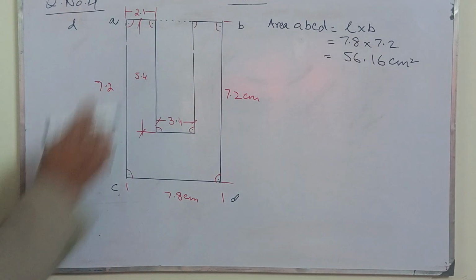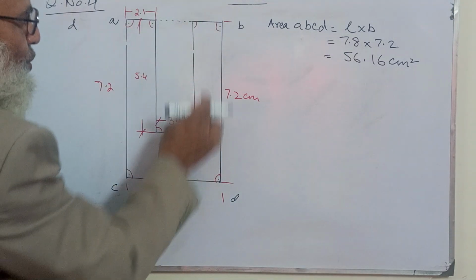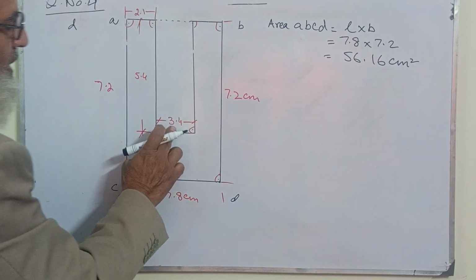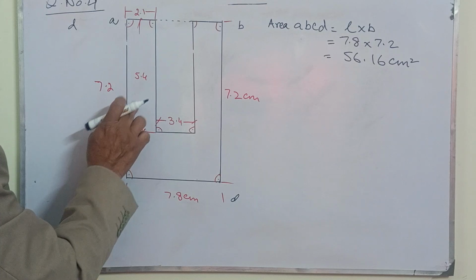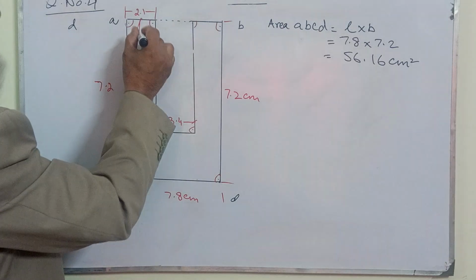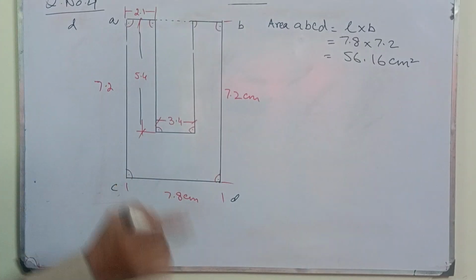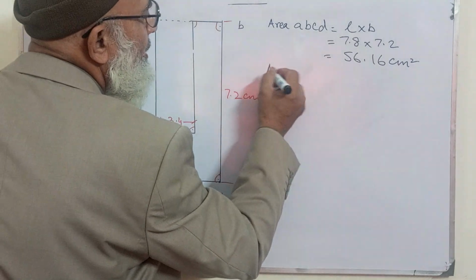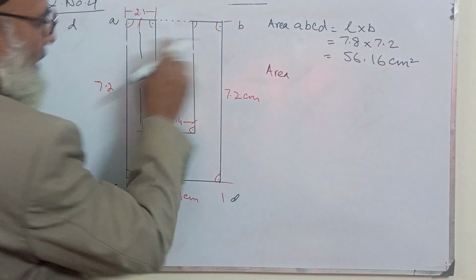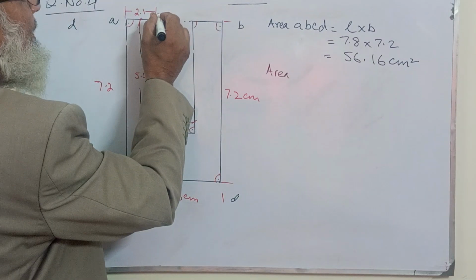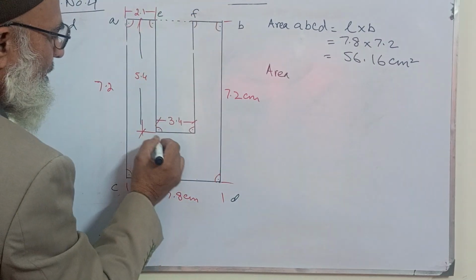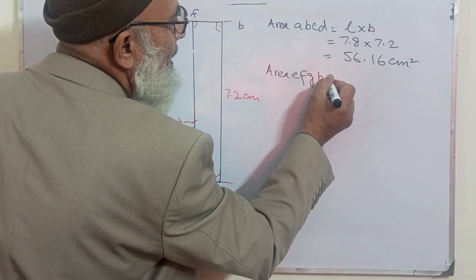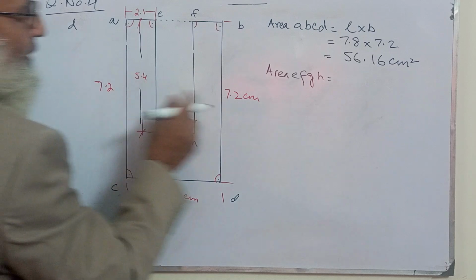But we have to subtract this area because this is empty over here. We need to find the area of this U only. So this is 3.4, this is 5.4, this is 3.4. You see that this is 5.4 from here to here. You can just consult your book also. Now the area of EFGH.